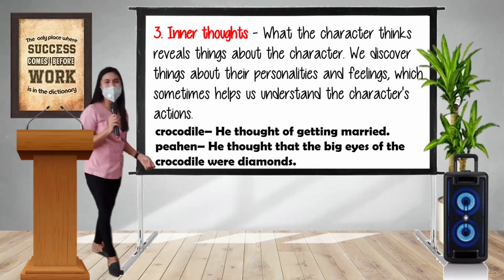Number 3, inner thoughts. What the character thinks reveals things about the character. We discover things about their personalities and feelings, which sometimes helps us understand the character's actions. In the fable, the crocodile, he thought of getting married, while as for the peahen, she thought that the big eyes of the crocodile were diamonds.